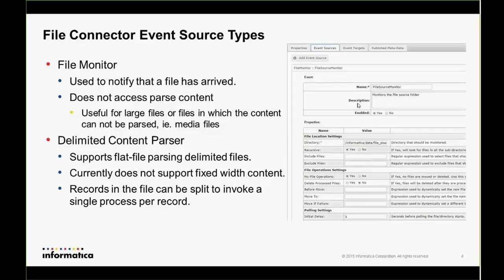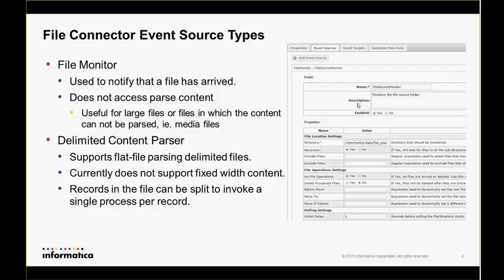There are two types of event sources in the file connector. The first one is the file monitor, which is not going to touch the content of the document. It's useful when, let's say, you have a transcoding application for video or media files. In that case, a process doesn't really need to parse that content, because it's not a text document or an XML document. You just want to know that the file arrived, so you can create a business process that may notify downstream systems.